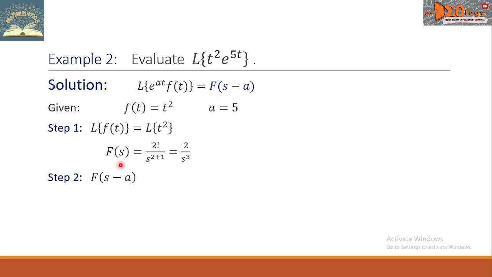Then step 2, we evaluate the capital F with respect to s minus a. In the beginning, the value of a is 5. So we have F of s minus 5. The F of s function is here, so F of s minus 5 will be like this. This is the final answer.